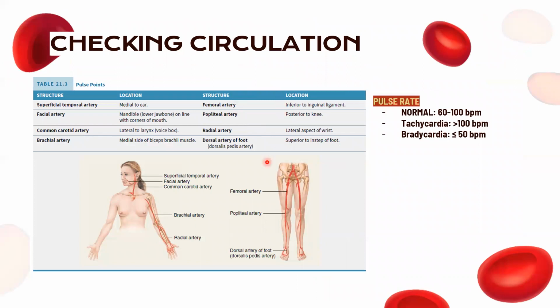In checking the circulation, we have different arteries with different pulses in the body. Pulse rate, normal is 60 to 100. There is tachycardia when your heart is beating fast or you have an increased pulse rate. Bradycardia is a decreased pulse, less than 50 beats per minute.